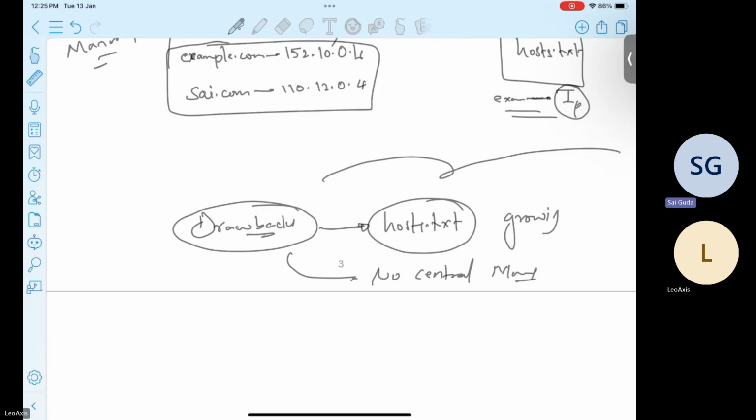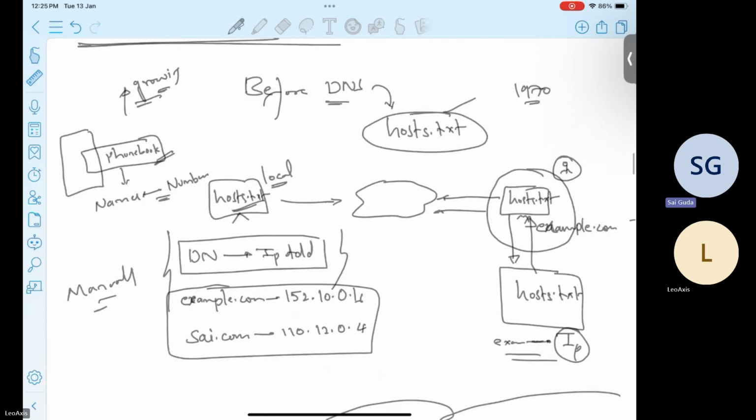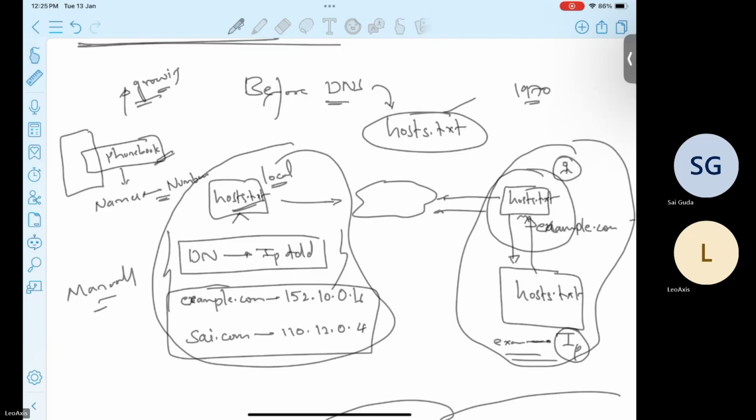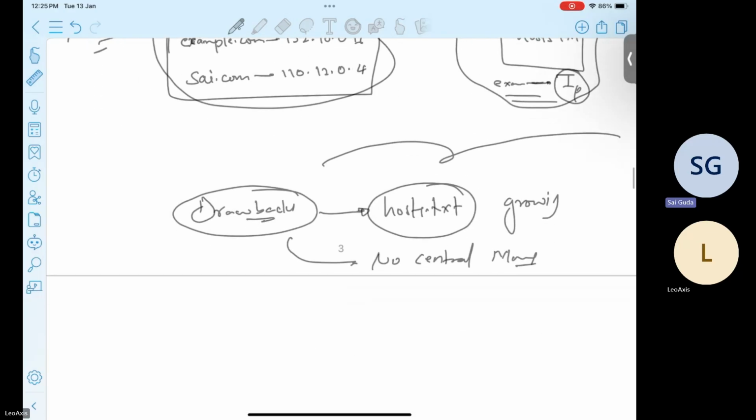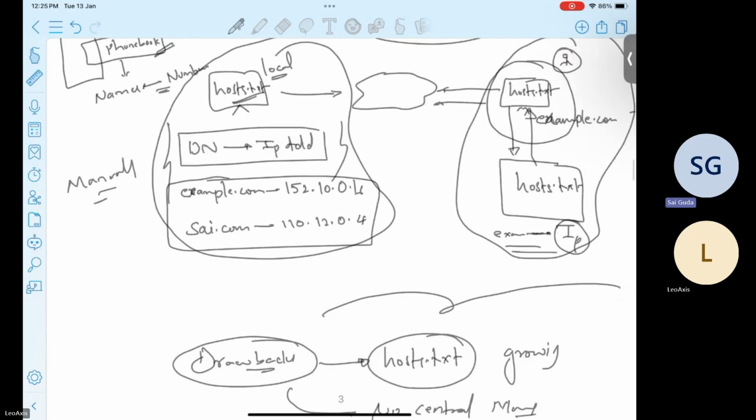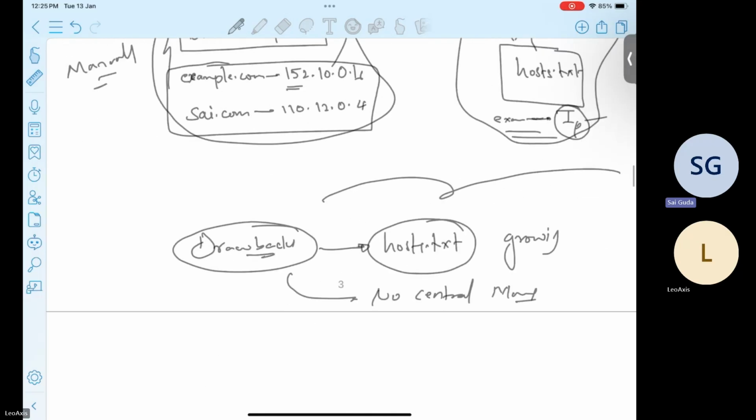No central management means every device has its own copy. So in this situation, the data might be inconsistent, right? Here I'm showing this IP address one way, and on this computer the example.com IP address might be different, because there is no single source of truth. There is no central management of these things, so the data might be inconsistent. That is the problem.